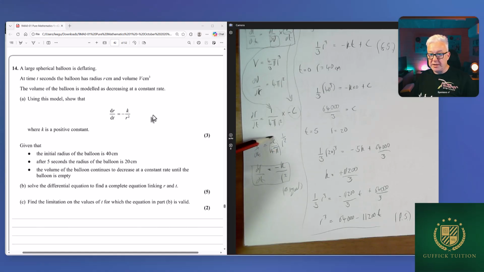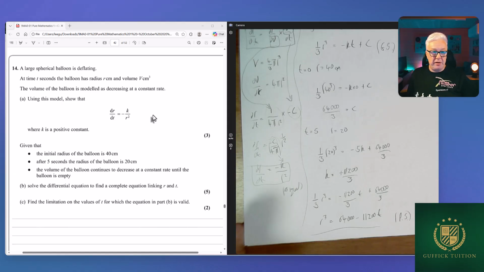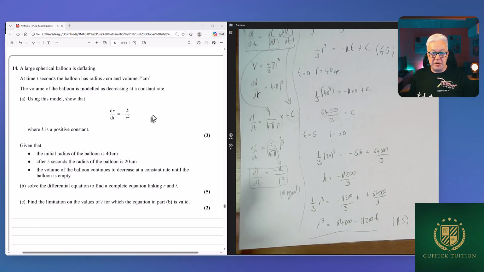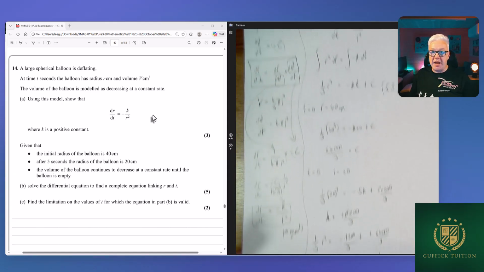Now all of this is just a constant. Minus c over 4 pi is a constant, so we can rebrand the c over 4 pi as k. And then lo and behold, we've got that dr by dt is minus k over r squared as required. So just a little bit of forming a differential equation and using the chain rule was required for part A.